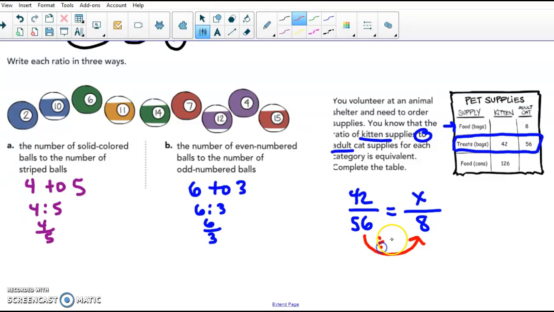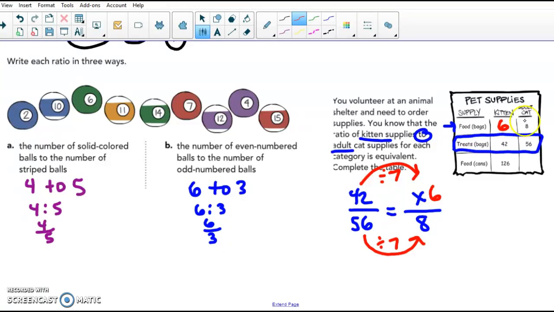So I'm going to need to divide here. Whatever I do in the bottom of my ratio, I have to also do on the top. So 42 divided by 7 is 6. So for every 6 kitten food bags I order, I need 8 adult cat bags.